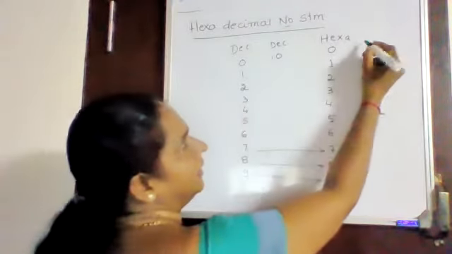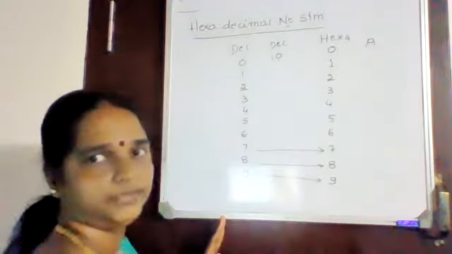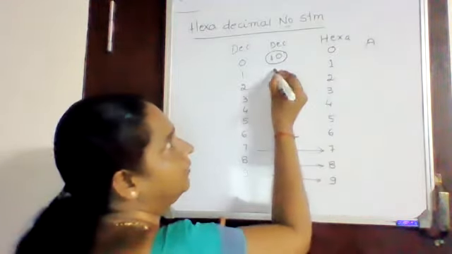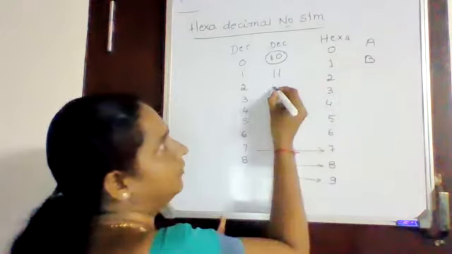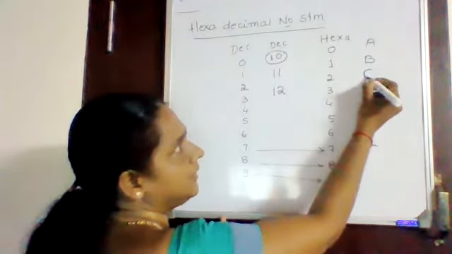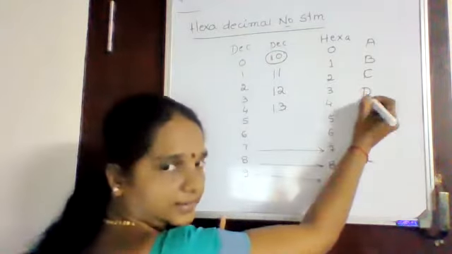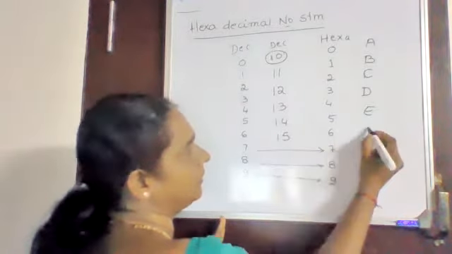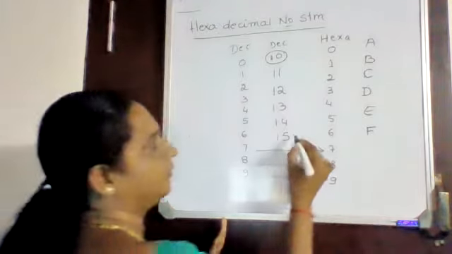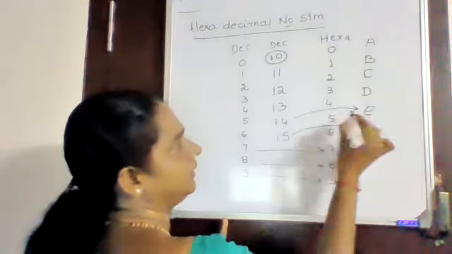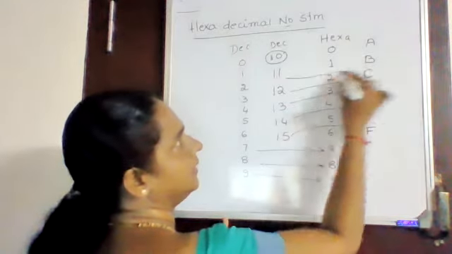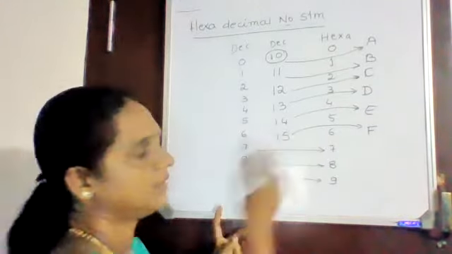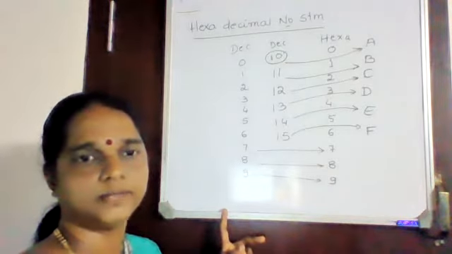Now, for 10, we have to write the alphabet A. For 11, it is alphabet B. For 12, alphabet C. For 13, alphabet D. For 14, alphabet E. And for 15, it is alphabet F. So this is how the counting goes on in the hexadecimal number system.